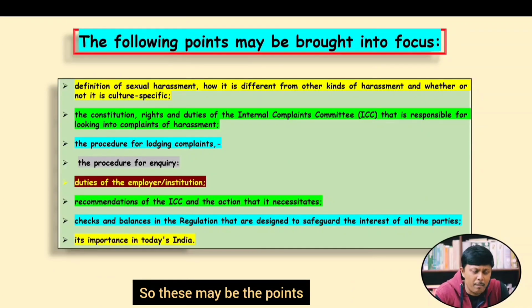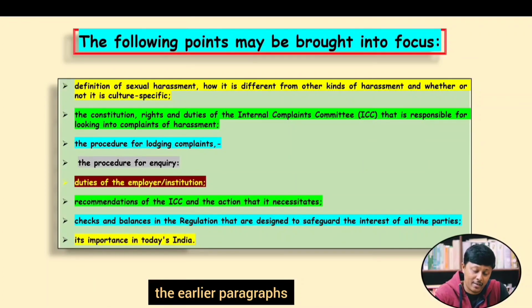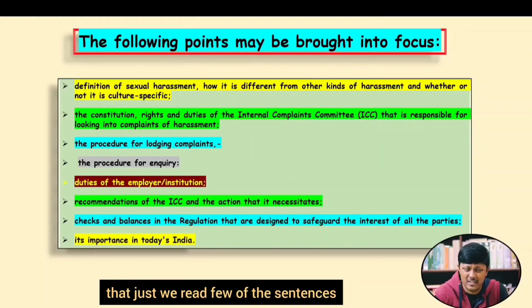So these may be the points that you can fetch from the earlier paragraphs, of which we just read a few sentences.